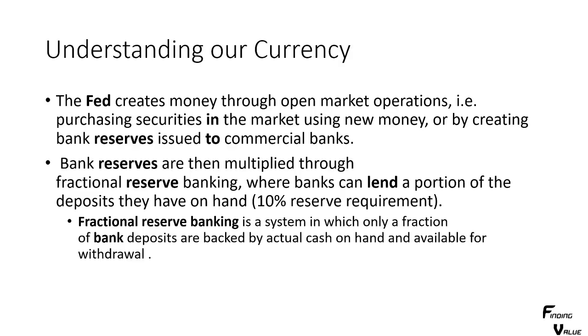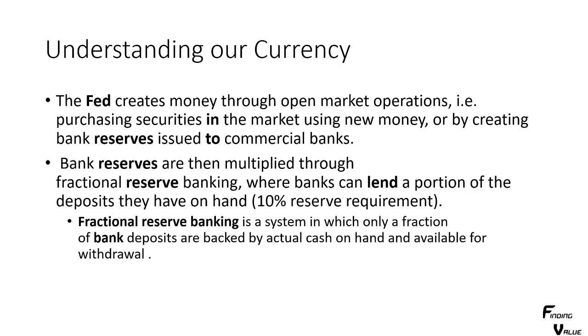So the Fed creates money through open market operations, purchasing securities in the market using new money or by creating bank reserves issued to commercial banks. I'm going to read that one last time. Creating bank reserves issued to commercial banks. From those bank reserves, they are then multiplied through fractional reserve lending, where banks can lend a portion of the deposits they have on hand, leaving a 10% reserve requirement. So they loan out 90% and they keep 10% as reserves. And I'll show you in the next slide what that looks like through a picture.